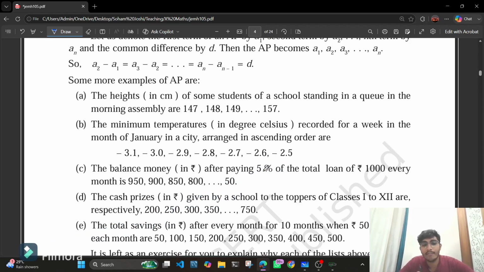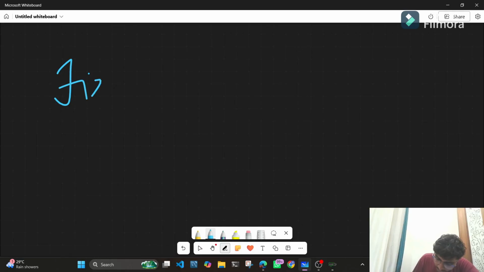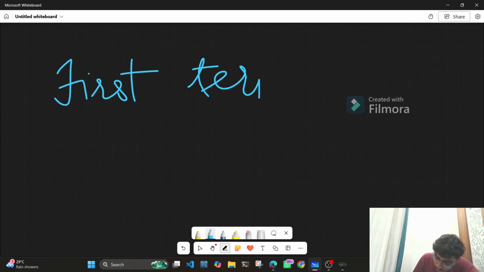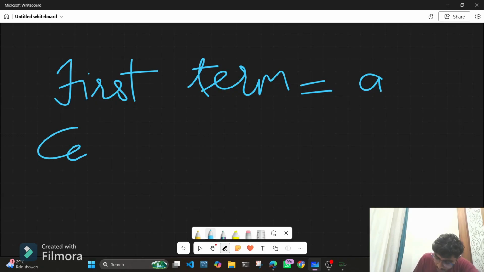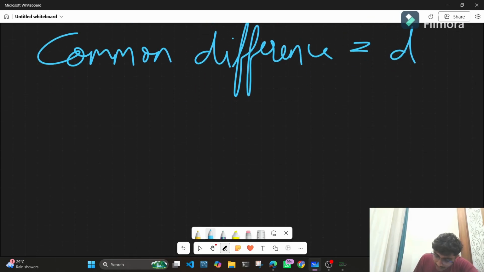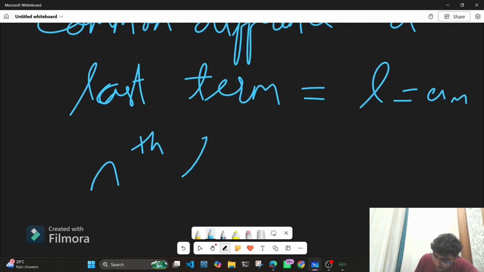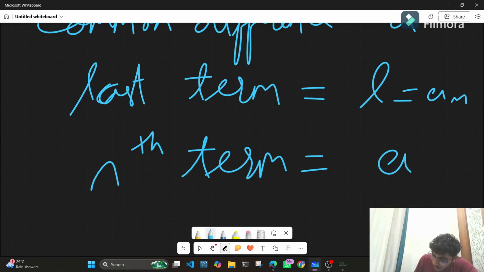Okay, so now we have seen what an AP is, what the common difference is, and what the first term is. I'll just write the notations. First term is denoted by A. Then we have common difference, which is denoted by D. And then we have the last term, that is L or AM also. And we have the nth term that is denoted by an.